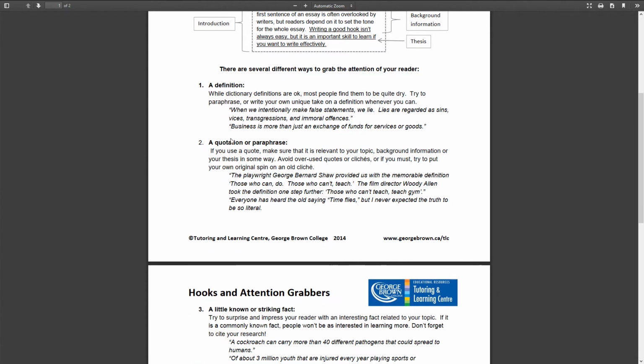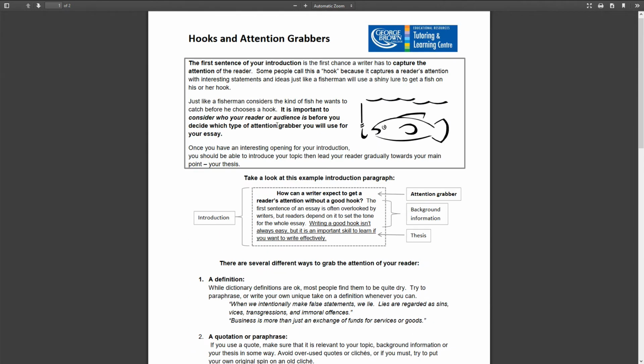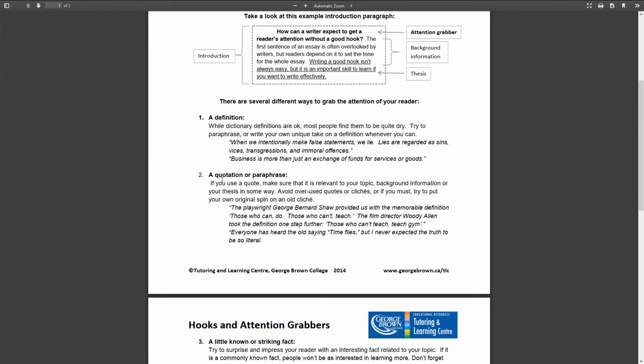Second, here is another hook that you can use. It's a quotation. If you use a quote, make sure that it's relevant to your topic, the background information or details, or your thesis in some way. Otherwise, it doesn't connect to your thesis and it doesn't make much sense to the reader.